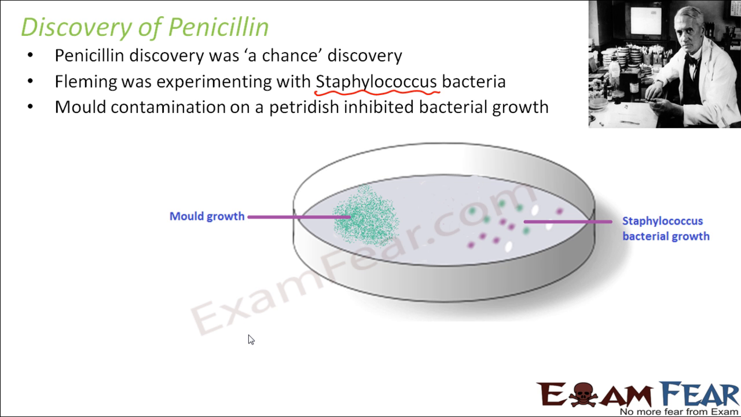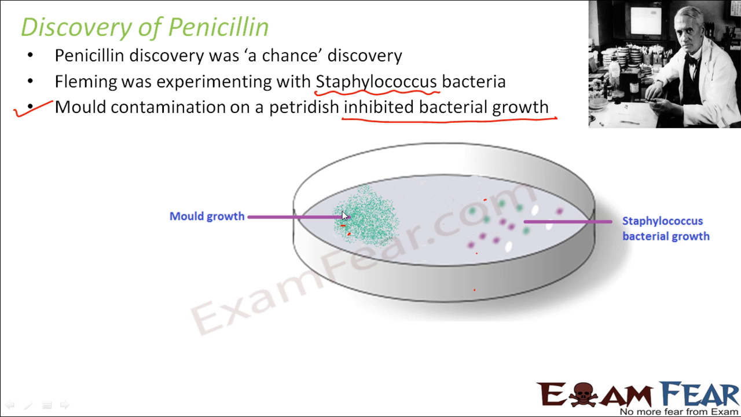When he came back later, he observed that the petri dish was contaminated by blue-green mold. This is the Staphylococcus bacterial growth that he was studying in this petri dish. He did not purposely leave it open, but later he found there was some mold growth on one side of the petri dish, and it was quite visible. The most important thing he observed was that this mold contamination inhibited the bacterial growth. Wherever the mold growth had taken place, there was no bacterial growth. This proved that mold inhibited the growth of the bacteria. So he got to know that mold was stopping the bacteria from growing.